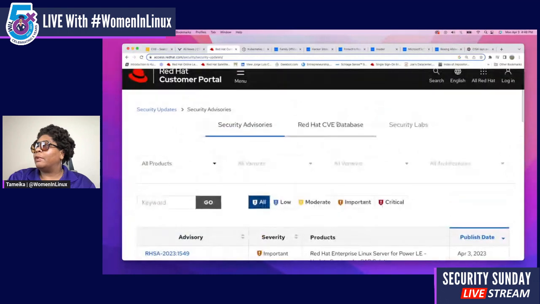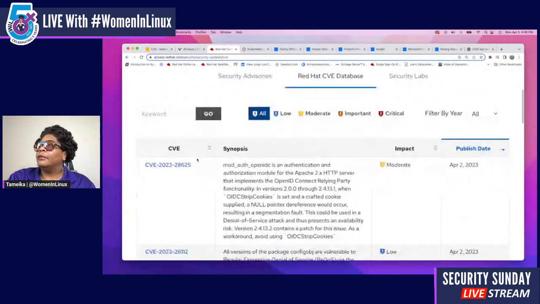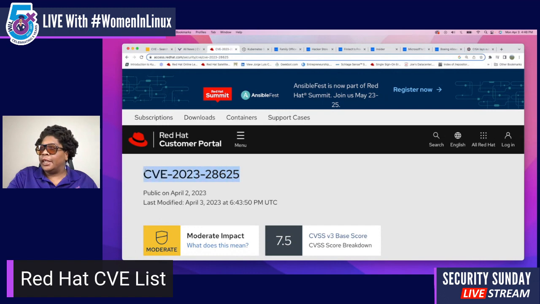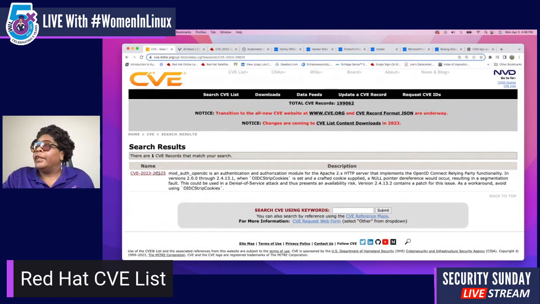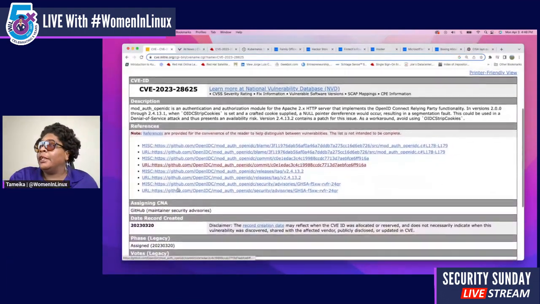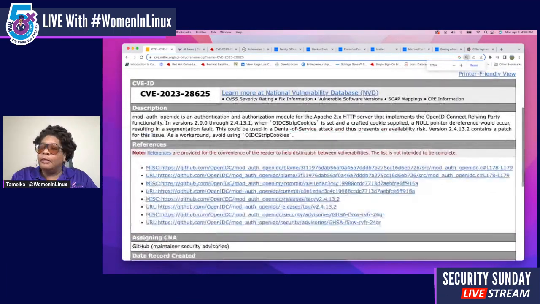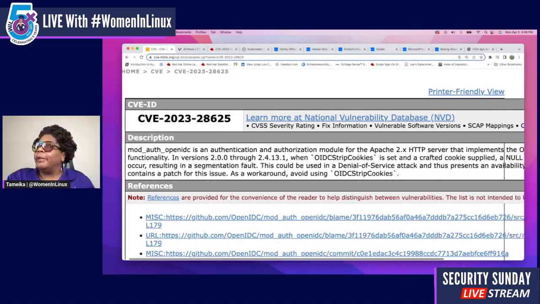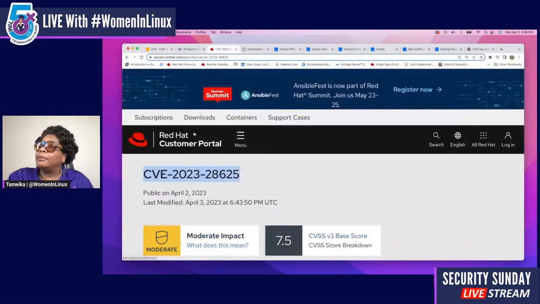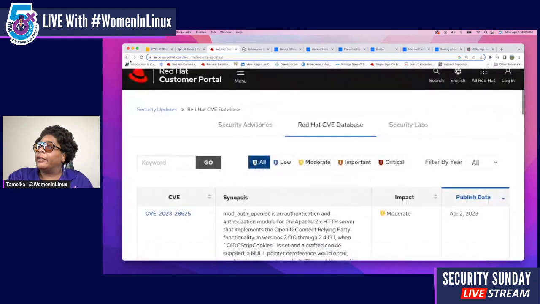for all their products. If I go over to the Red Hat CVE list, I'm just going to copy and paste this. Let me get that highlighted. Hold on, let me click on it and then highlight that. If we come back over here, we should be able to type this in and submit. And there it goes. Now I can click here and it gives me a little more information about that CVE, and you can learn more about the National Vulnerability Database. That CVE I typed in is from Red Hat's website.